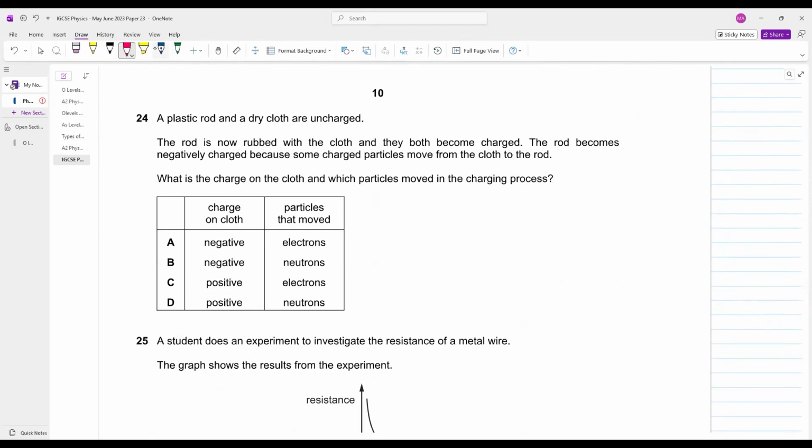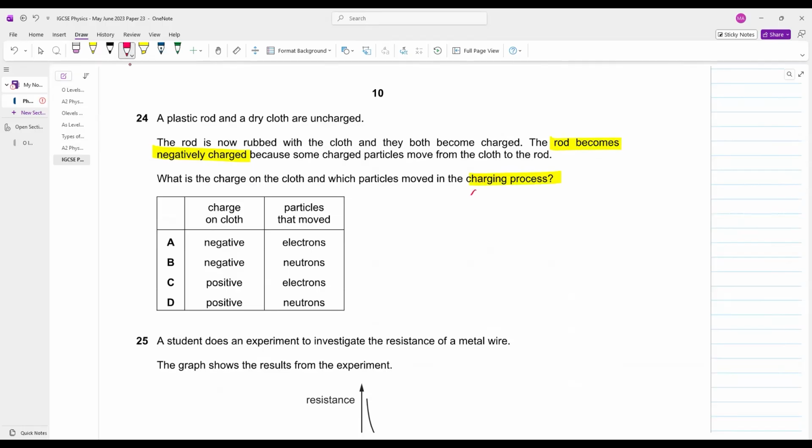A plastic rod and cloth are uncharged. The rod is now rubbed with the cloth and they both become charged. The rod becomes negatively charged. What is happening to the rod? It is becoming negatively charged. Okay. What is the charge on the cloth and which particles moved in the charging process?